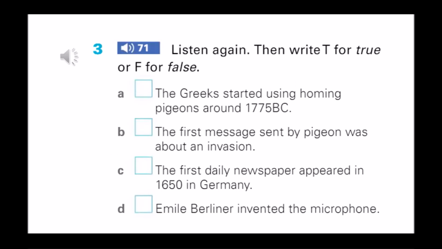Exercise 3. Listen again, then write T for true or F for false. Unit 8. Track 71. Activity 2.